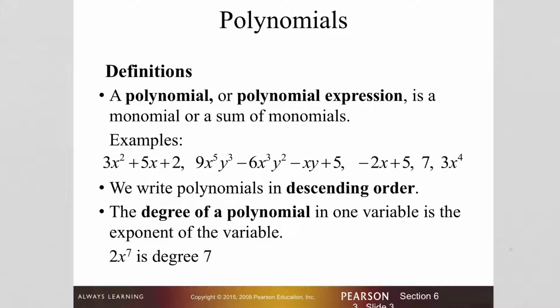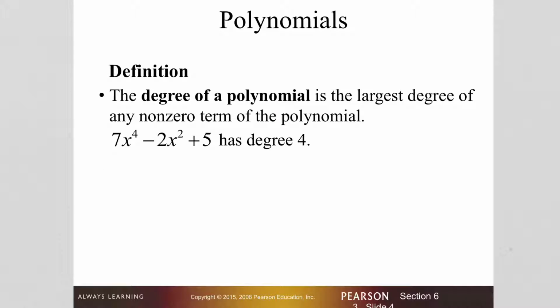Okay, here's some more vocabulary for you. Polynomial just means several monomials put together. We write polynomials in descending order, so the highest exponent down to the smallest exponent. The degree of the polynomial is the exponent of the variable, so in this right here, 2x to the 7th, the degree is 7. Okay, so in this problem right here, the degree of this is our highest exponent. So the degree of this right here is 4.